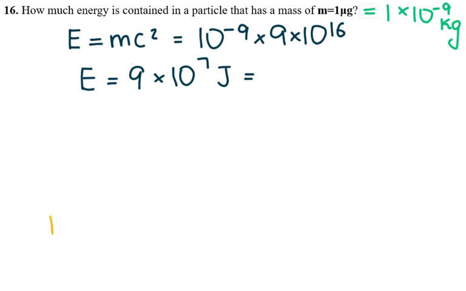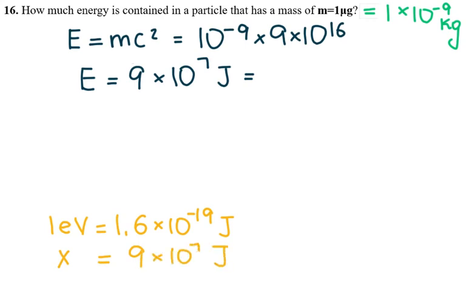If I want to convert this into electron volts, 1 electron volt is equal to 1.6 times 10 to the negative 19 joules. I do not know how many electron volts 9 times 10 to the 7 joules is going to be, so I'm going to use a proportion and cross multiply. So I have x times 1.6 times 10 to the negative 19 is equal to 1 electron volt times 9 times 10 to the 7.